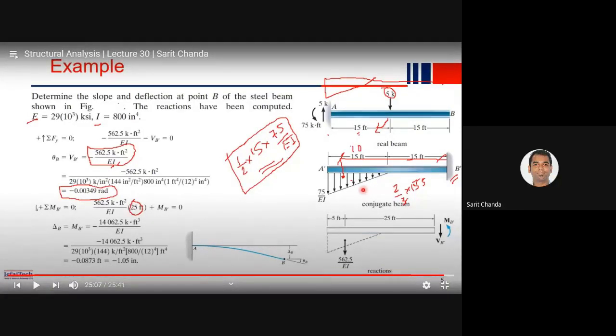I explained so many times. Sir, I think it is equal to slope. Is it correct? Yes, sir. Then how to find the displacement, sir? Yes, in the real beam. How to find it? By using the moment. Moment of what?